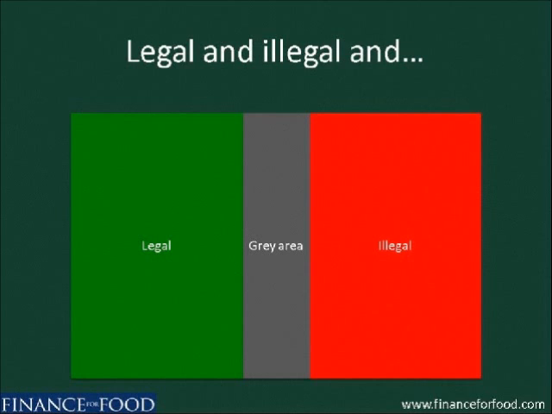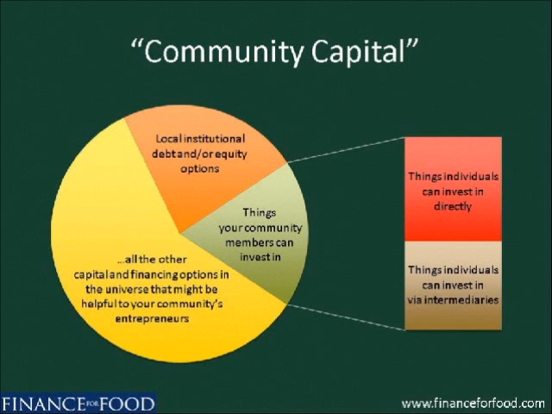And then again, I have a bias. What do we mean when we're talking about community capital? This is not to scale. This is more of a conceptual thing, but I don't even know what you call this color in the middle. In the part of the pie chart that's broken out, there are things that individuals can invest in directly, and then there are things that they can invest in via intermediaries. To me, community capital also consists of the local institutional debt and equity options that your community members can't necessarily invest in themselves, but there are flows of capital that exist within the community.